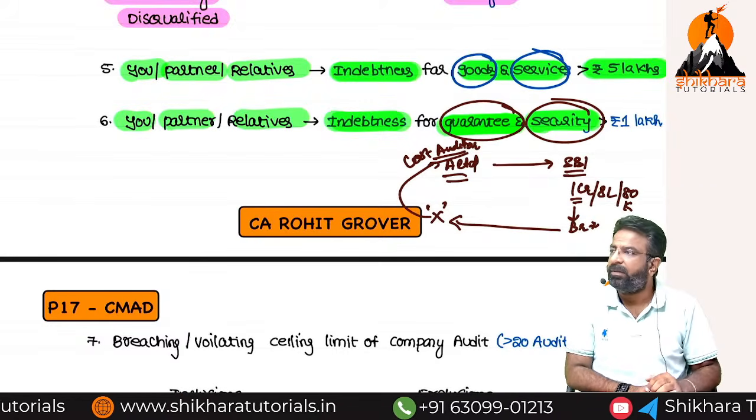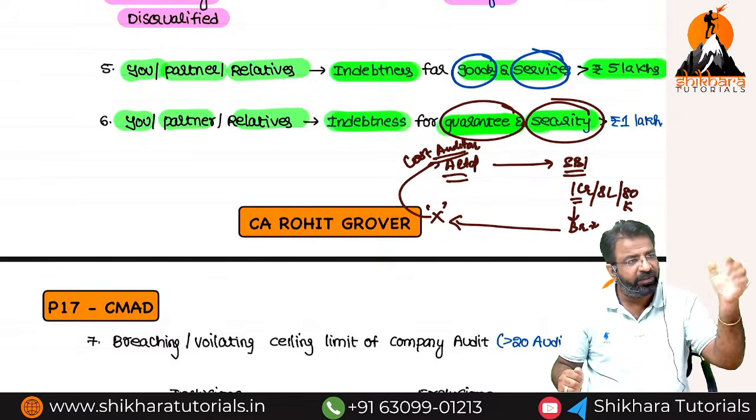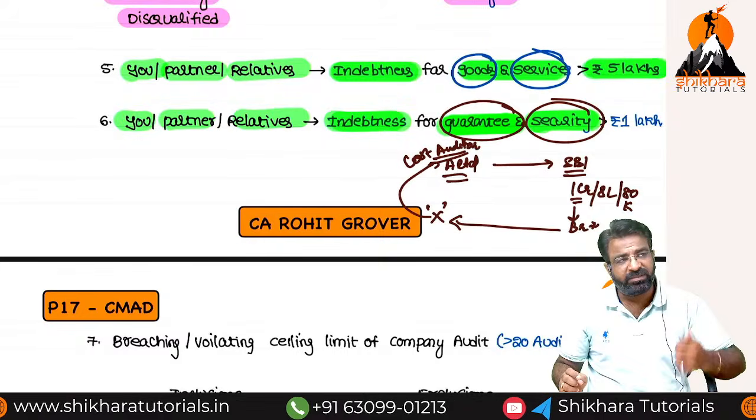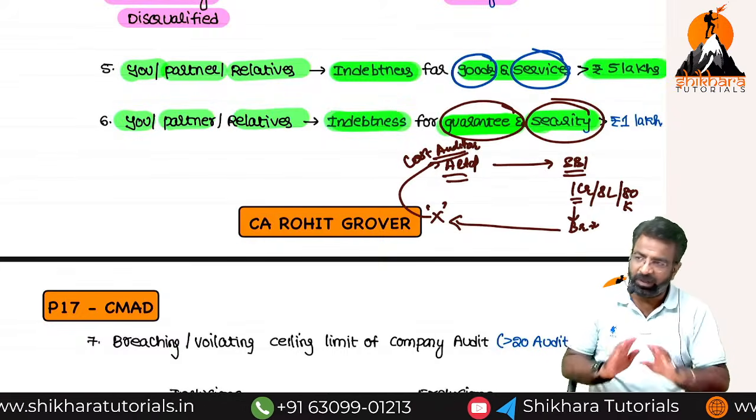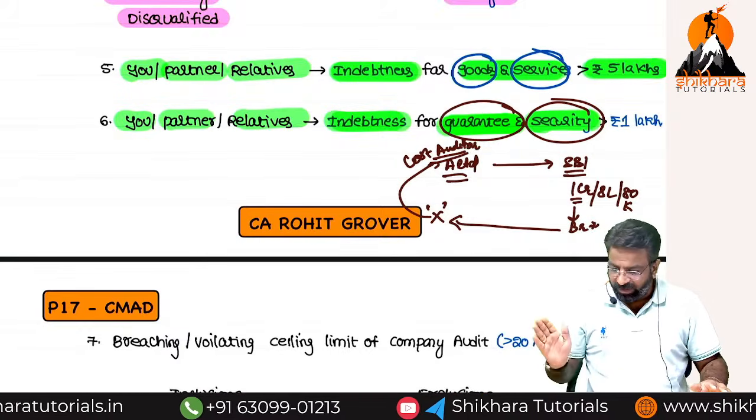Next one. Indebtedness, the 2 points. Indebtedness for goods and services exceeding the limit. Indebtedness for guarantee and security exceeding the limit. In all the 6 cases, your whole firm is what? It means your relatives can also what?